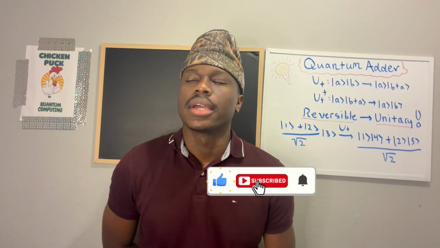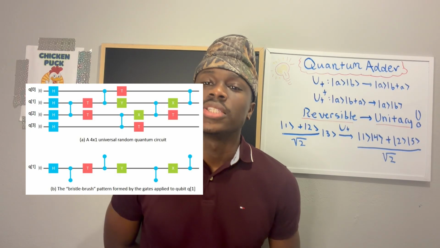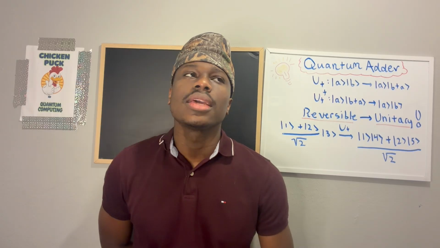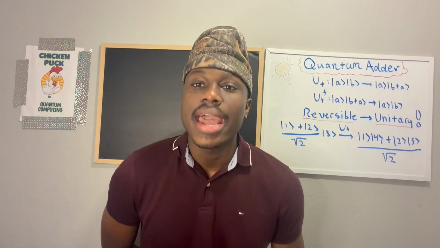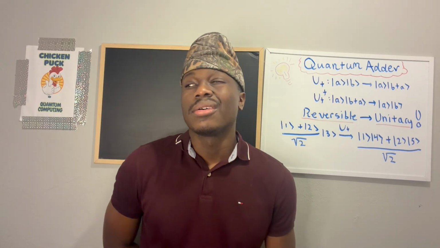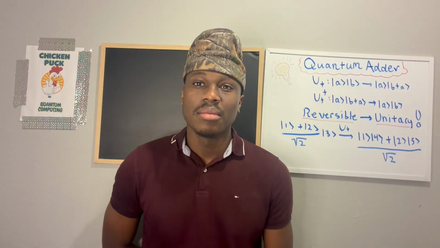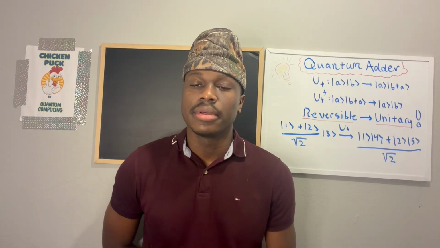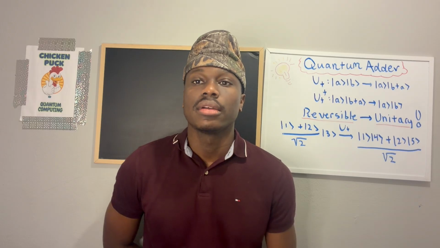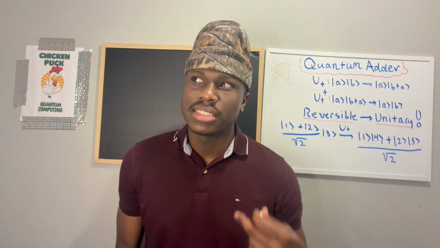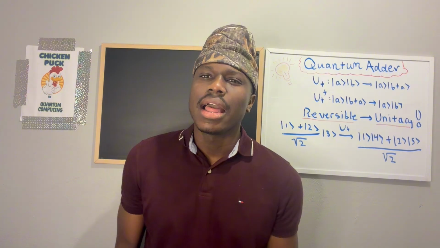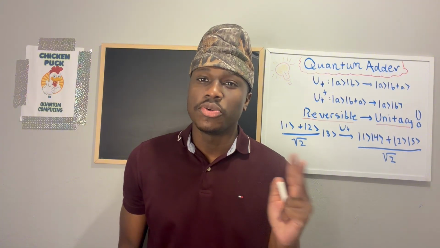Everyone, Chicken Puck here. Whenever you think of quantum computing and circuits, you immediately go to a CNOT or an X gate or a Hadamard gate or a controlled phase gate. But eventually a quantum computer has to do something more familiar, arithmetic. So here's a deceptively simple question. How does a quantum computer add two numbers?